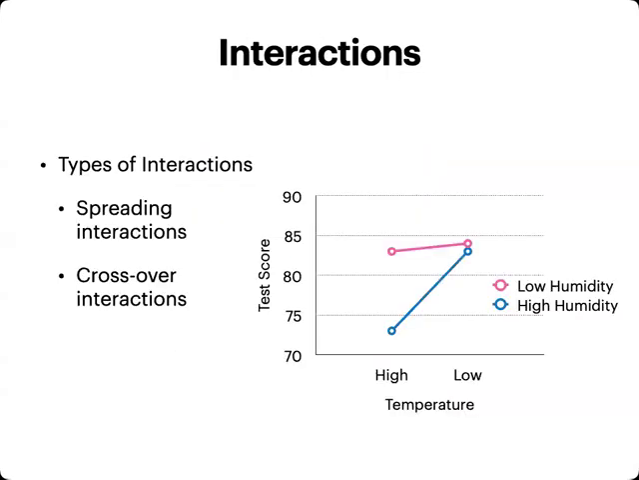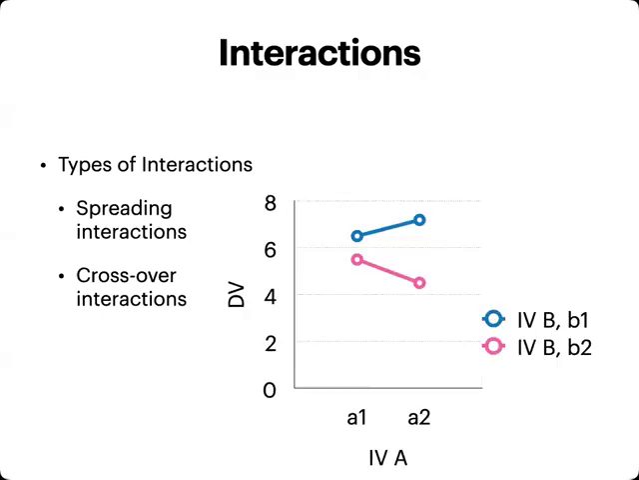Next, an interaction effect, or just interaction. The interaction occurs when the effect of one independent variable depends on the level of another independent variable. For example, remember my hypothetical example of factorial design on temperature and humidity. The test score is negatively affected only if both temperature and humidity are high. In other words, whether or not the temperature influences the test score depends on the level of humidity. This is an example of spreading interactions as previously discussed.